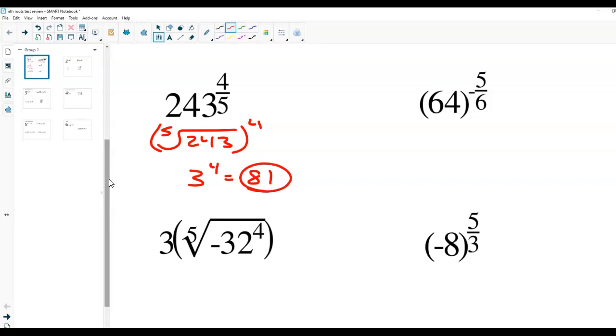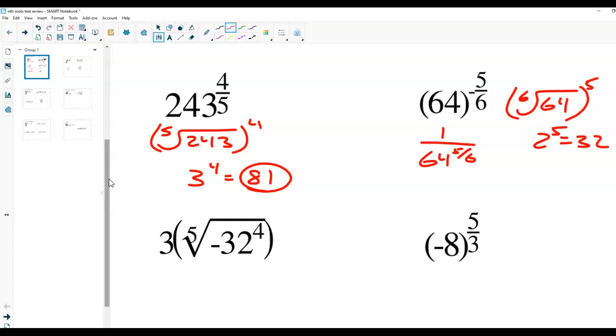When you're given a negative exponent, okay, I can't stress this enough. Negative exponent, you deal with it first by making the exponent positive, which means you move your base. The negative exponent means you're going to the denominator. And now we're doing the 6th root of 64 to the 5th. The 6th root of 64 is 2, and 2 to the 5th is 32. So this answer is going to be 1 over 32.